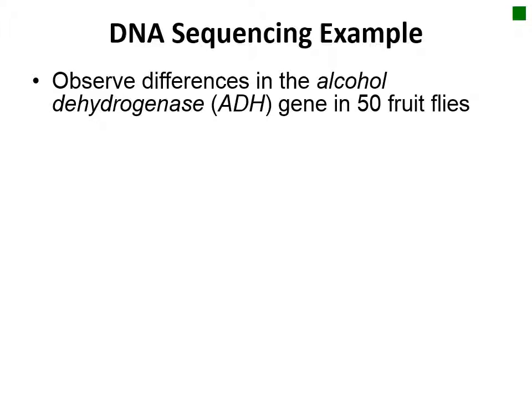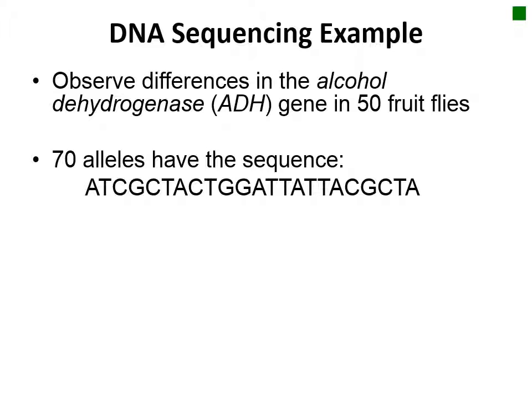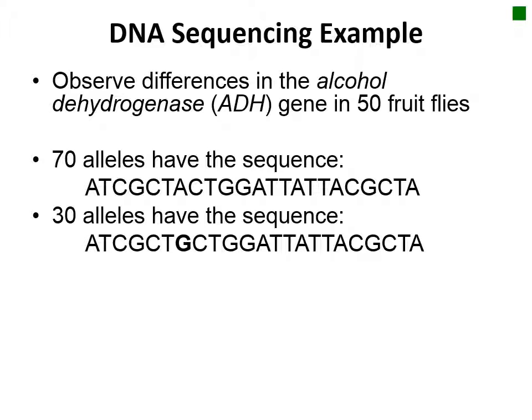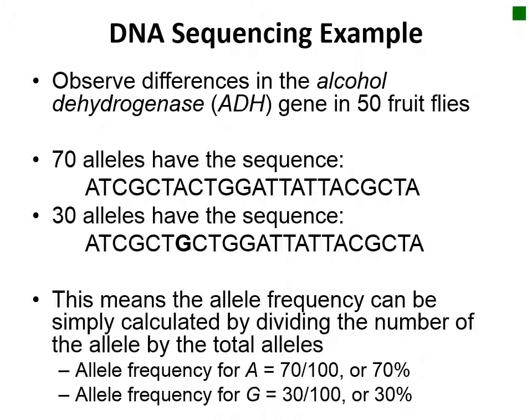DNA sequencing allows modern population geneticists to look at any variation in DNA sequence by examining the sequence of nucleotides in a gene. The sequences provide the variation that you use to calculate allele frequencies. For example, scientists sequence a specific gene in 50 fruit flies. This means they are sequencing 100 alleles of the gene. They find that 70 of those have one particular sequence, and 30 of them have another. This would mean that there is an allele frequency of 70% and 30%.